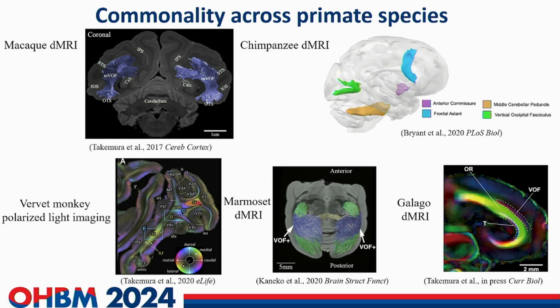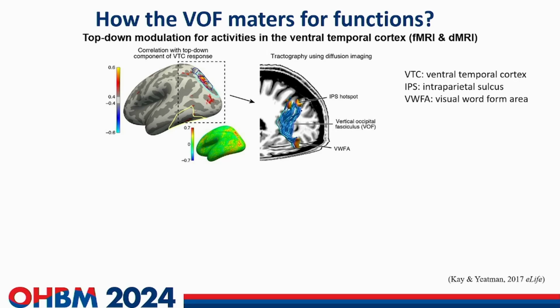And more recently, we also discovered that this pathway may be present in the galago, which is a more ancestral primate species, but it's still within primate species. It's close to the border between primates and non-primates, suggesting that this is not only a diffusion discovery, but a prominent pathway common across primates.